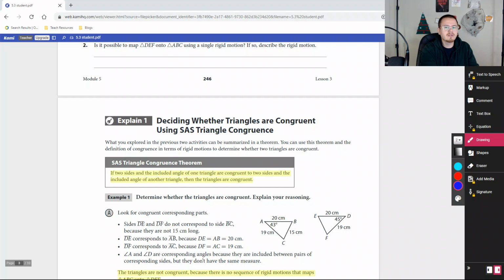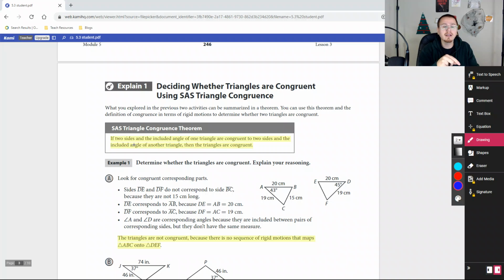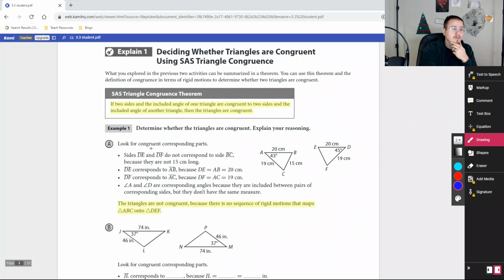So, deciding whether triangles are congruent using SAS. If two sides and the included angle of one triangle are congruent to two sides and the included angle of another triangle, then the triangles are congruent. Get this down. You really want really good notes for this section. So look for congruent corresponding parts.